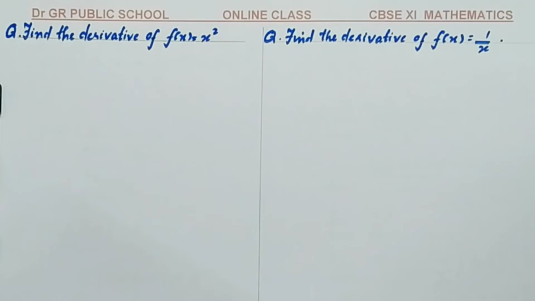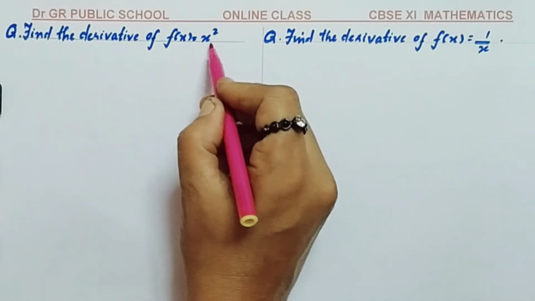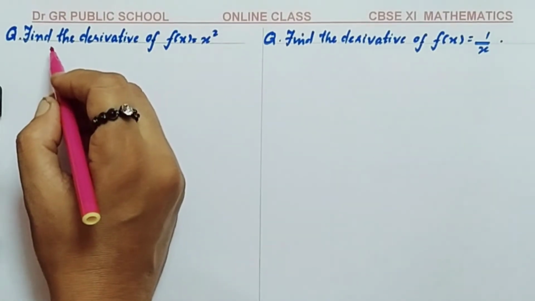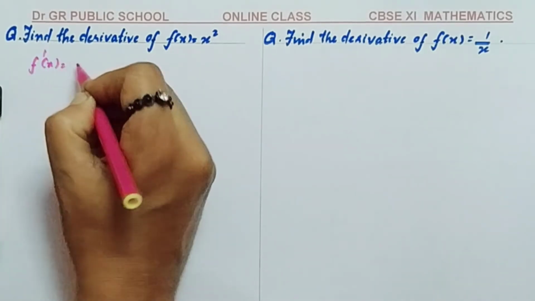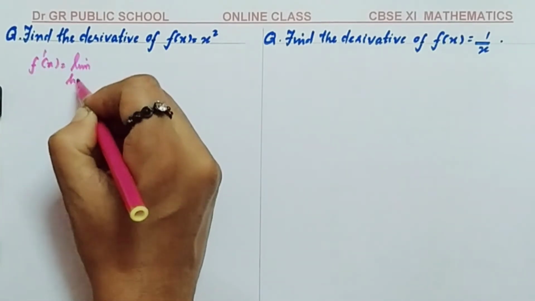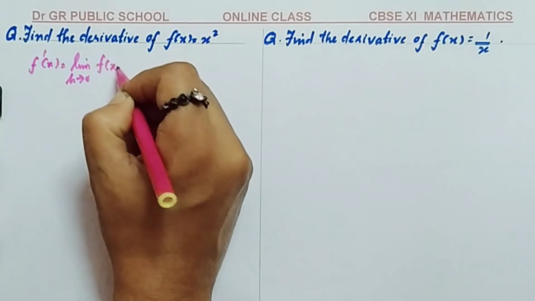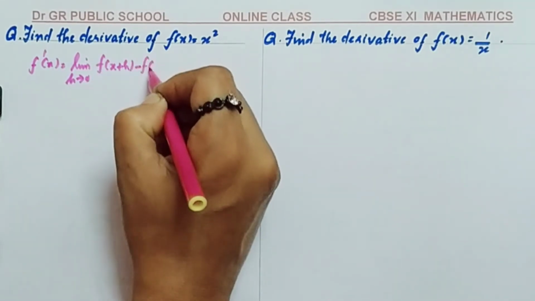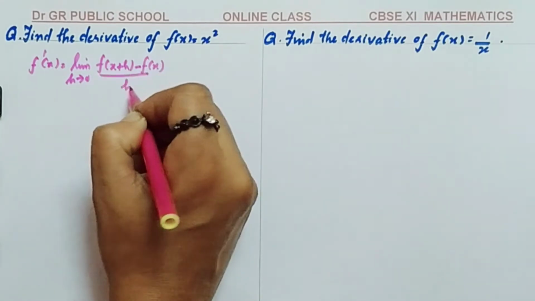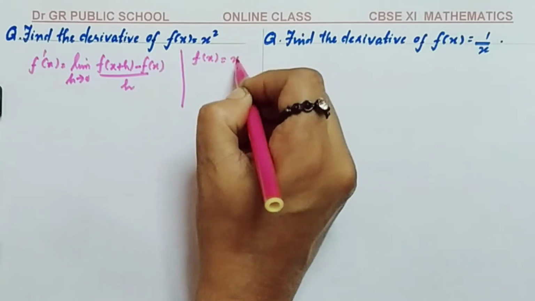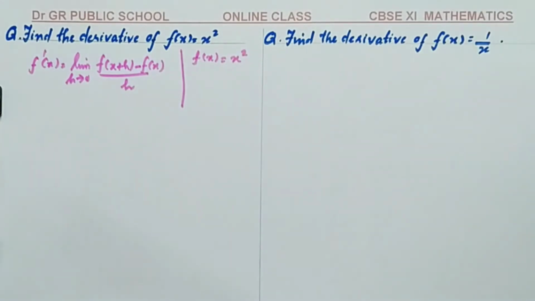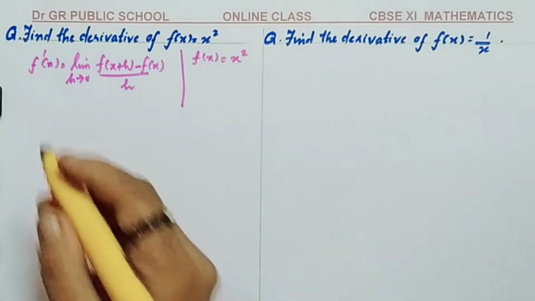Next question. Find the derivative of f(x) equal to x square. Here, x square is a quadratic function. We can study what about the derivative of a quadratic function. The basic definition is f'(x) equals limit h tends to 0 of [f(x+h) minus f(x)] divided by h. Here, the function given to you is f(x) equal to x square. Okay, we can apply the definition at first.